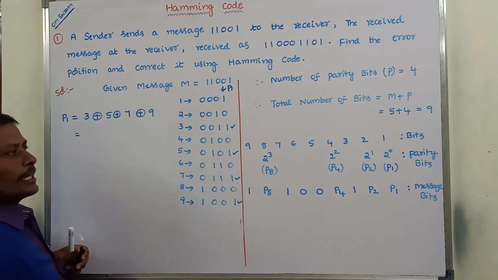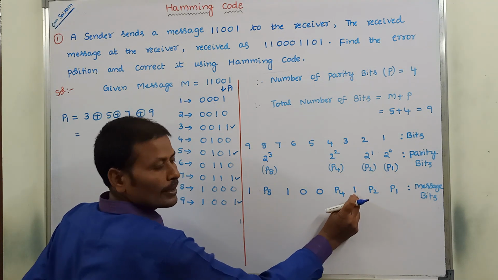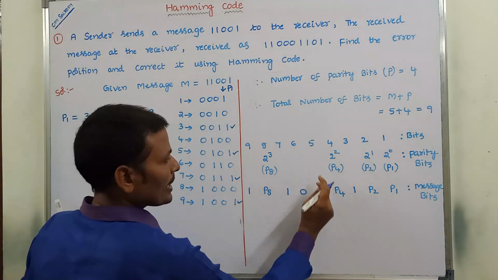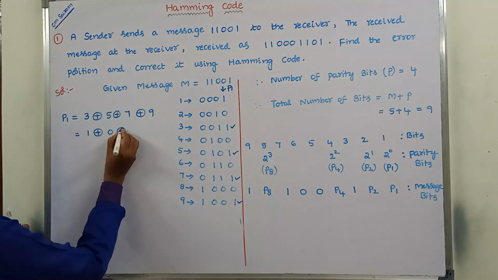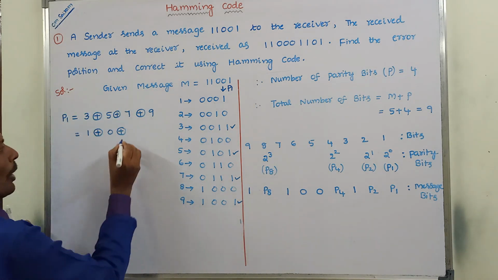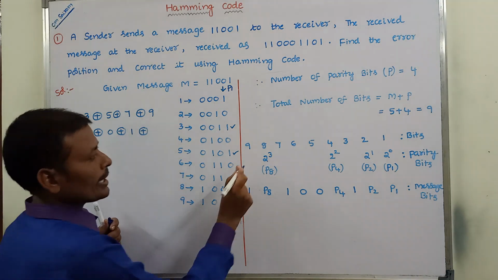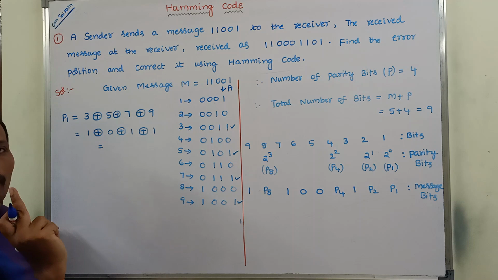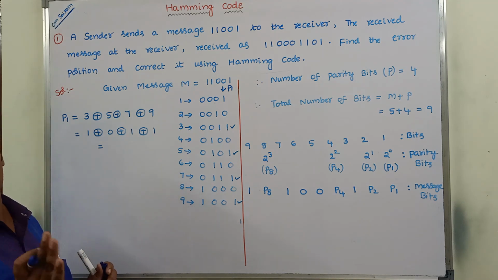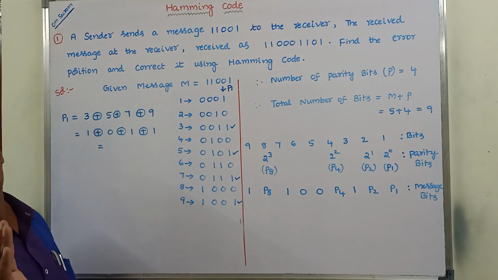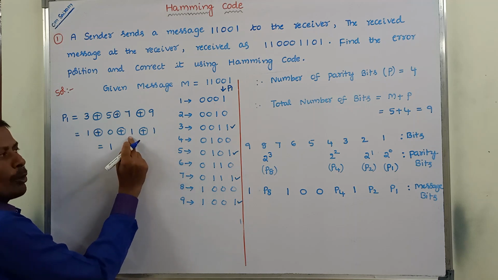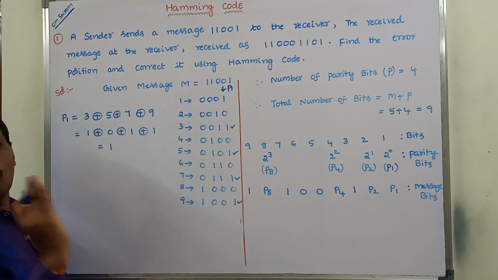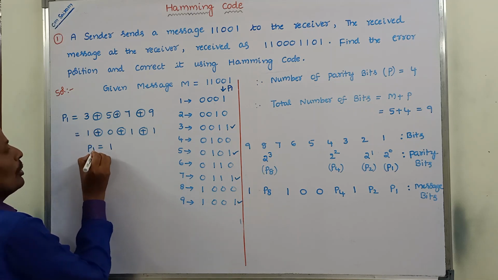At the third position, the message bit is 1. At the fifth position, the message bit value is 0. At the seventh position, it is 1. At the ninth position, it is 1. Now, 1 exclusive OR 0 is 1. 1 exclusive OR 1 is 0. 0 exclusive OR 1 is 1. So the P1 value is equal to 1.